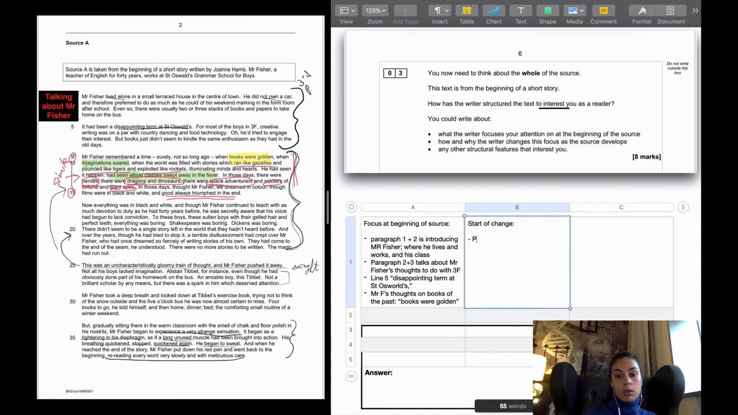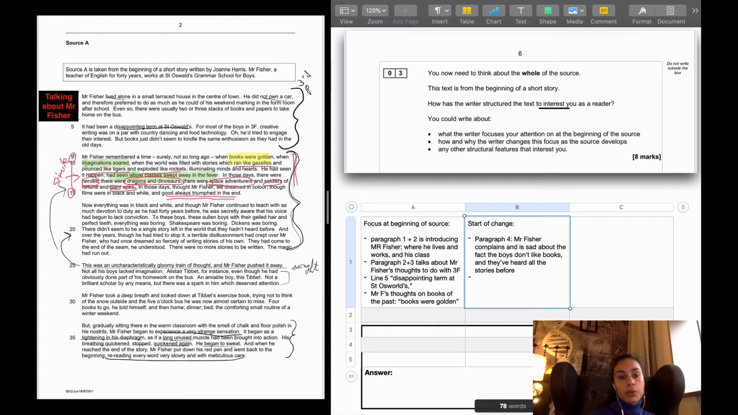And we've got paragraph 4. Mr. Fisher complains about, he complains and is sad about the fact the boys don't like books and they've heard all the stories before.